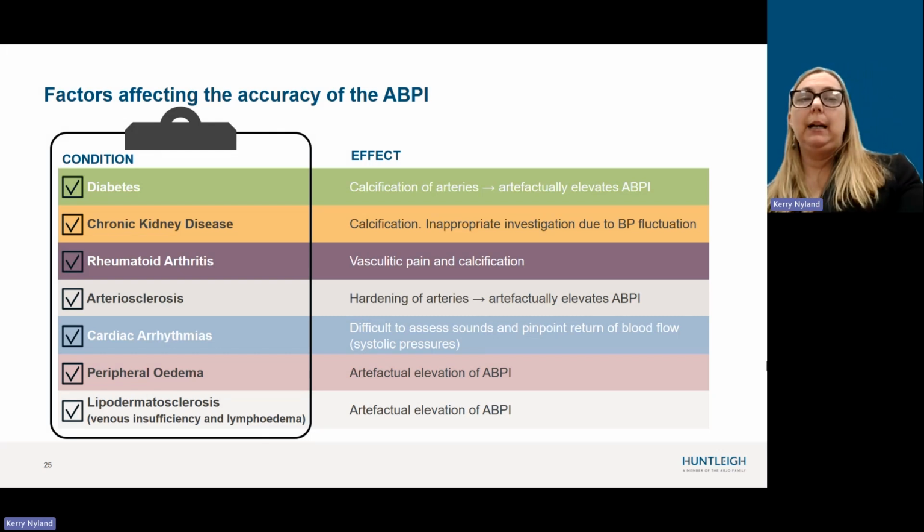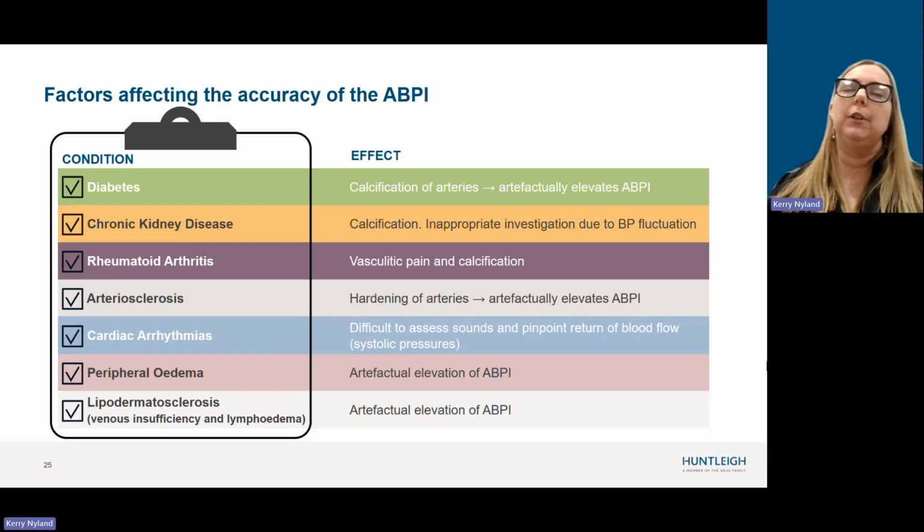Factors affecting the accuracy of the ABPI. So there's several medical conditions that may affect the accuracy of your ABPI measurement. Patients with diabetes may have associated calcification of their arteries, which could artificially elevate the ABPI. Same with CKD, and they may also have fluctuating blood pressure, which again could affect the accuracy.